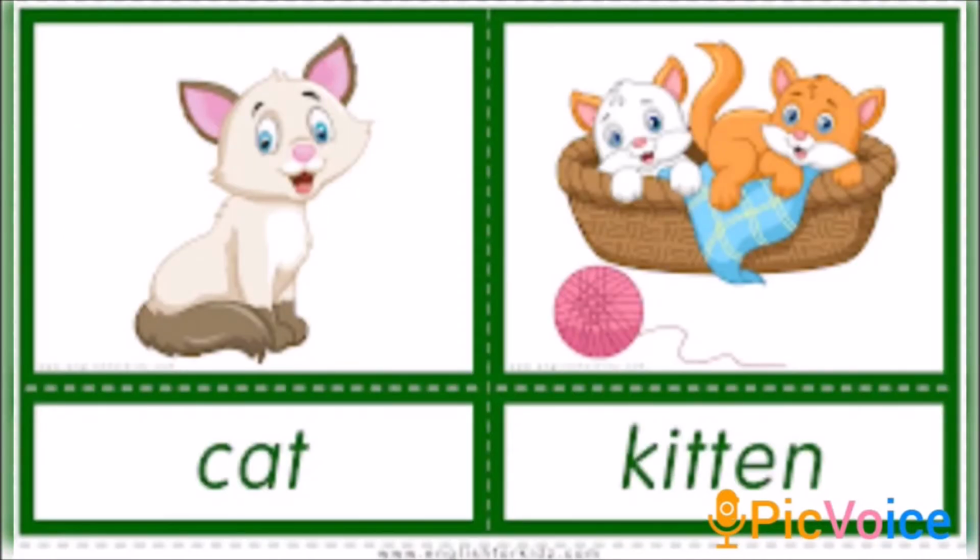What is the next one? Cat. The parent animal we call cat, and how do we call the young ones? Kitten. Cat and kitten. Is this a mammal or what? Yes, it is a mammal. It gives birth to young ones and feeds them with its milk. Cat is a mammal and cow is also a mammal.